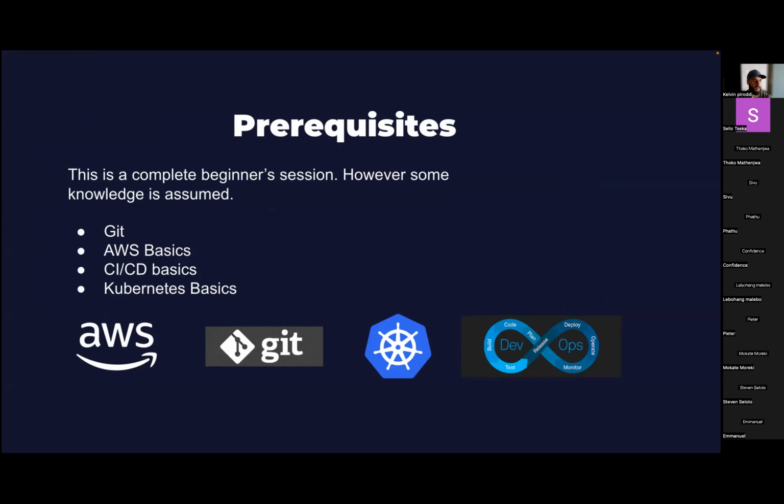But having said that, I have assumed some basic knowledge, which is some basic Git knowledge, AWS knowledge, CI/CD basics, and some Kubernetes basics. Even if you don't have all four of these, I would still recommend to stay along. You can still get something out of it, but I won't be going over the fundamentals of Kubernetes. I'll just assume some knowledge.